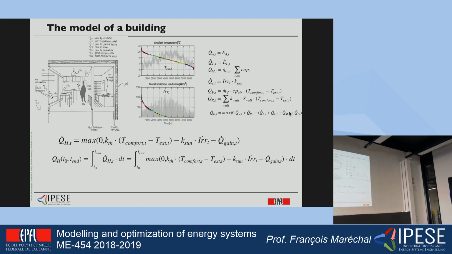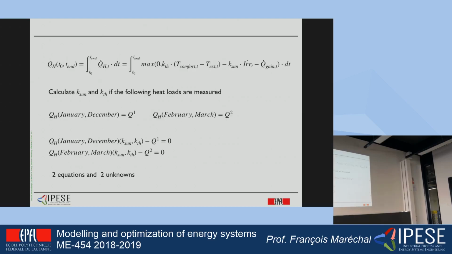Okay? So it's important to make the link between the two, as nothing is going to be lost. And at the end, I will write this at a given time, and then I'm going to make the integral over the time to have the amount of heat that is supplied to the building. Okay, so this is the model of the amount of heat that the distribution system has to supply.